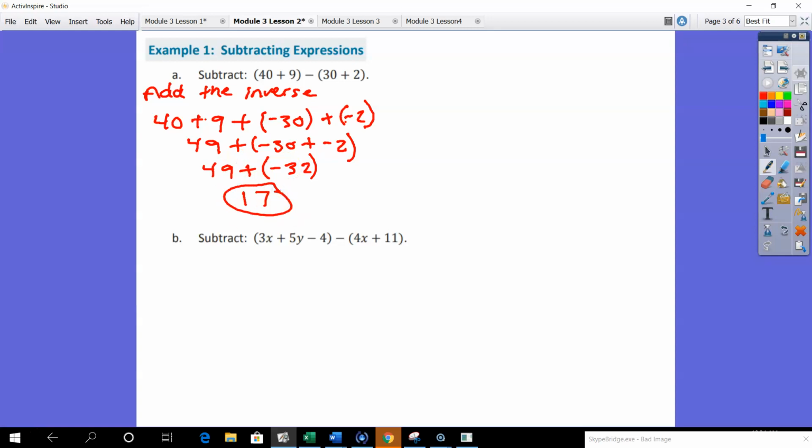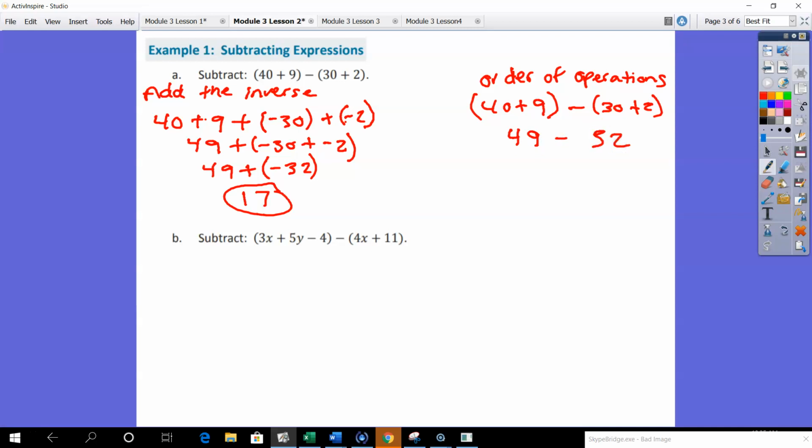So 17. If you did the order of operations, you have 40 plus 9 in parentheses minus 30 plus 2 in parentheses. So 40 plus 9, we do it inside of the parentheses first, minus 30 plus 2 is 32, so 49 minus 32 is 17.